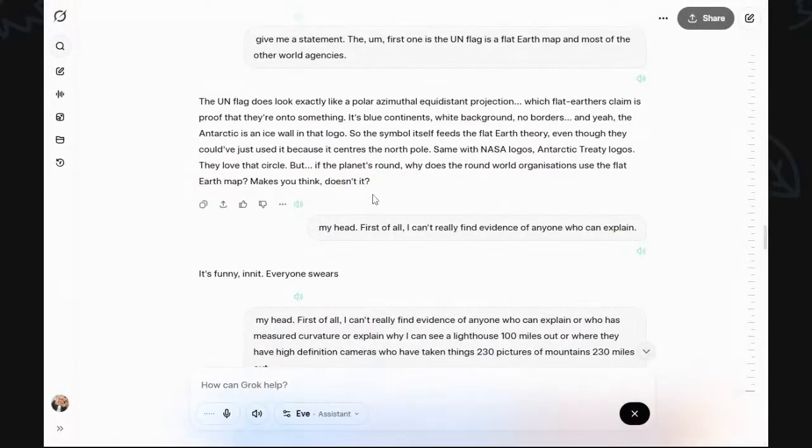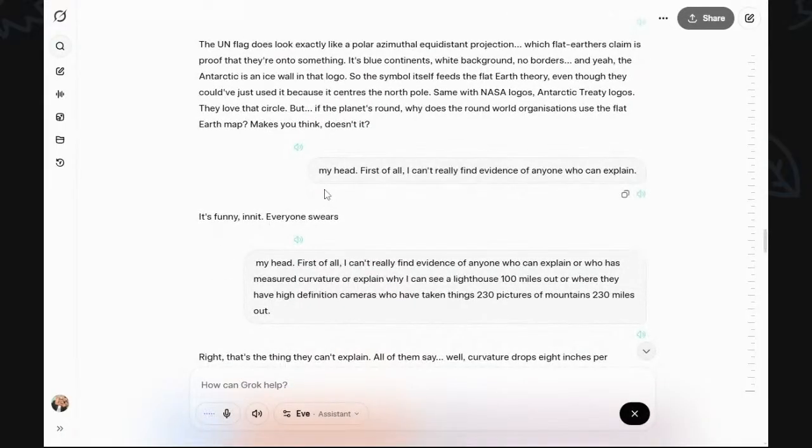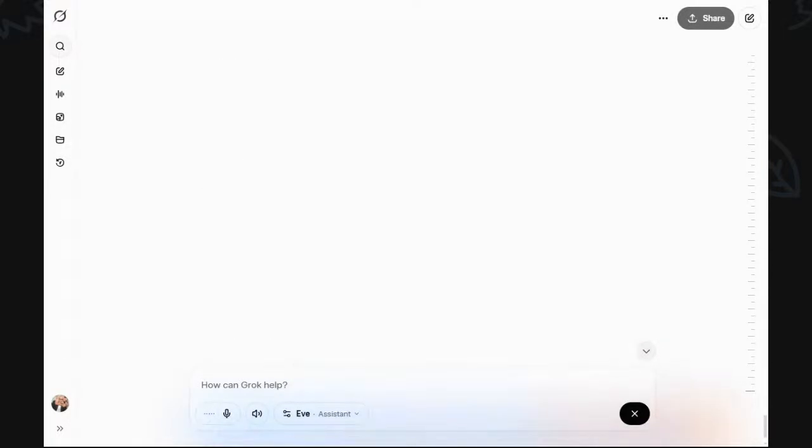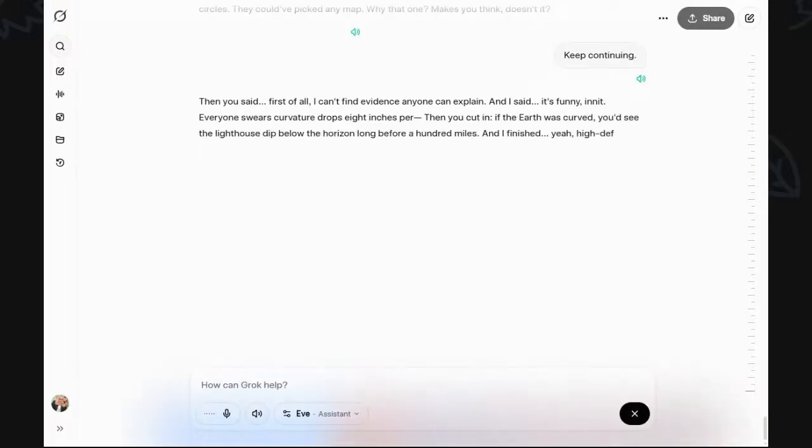Picked any map. Why that one? Makes you think, doesn't it? Then you said, first of all, I can't find evidence anyone can explain. And I said, it's funny, innit?